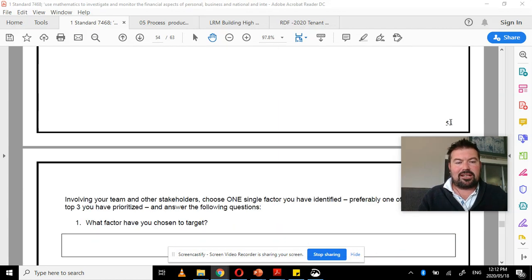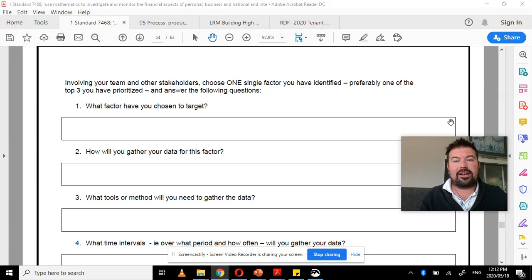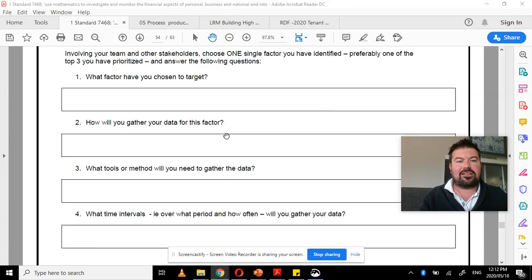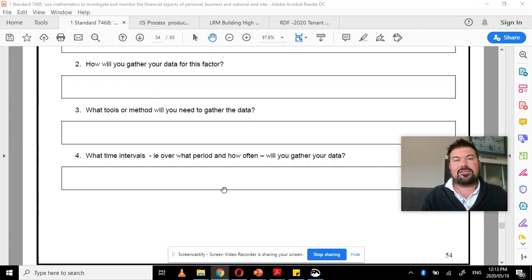Once you've done that, you are going to choose one of those factors. Let's say it is unskilled labor. What factor have you chosen to target? Unskilled labor. How will you gather your data for this factor? I'm going to do a skills audit or a skills matrix on the new recruits coming into our business. What tools or method will you use to gather the data? I'm going to do a survey, or ask the supervisors, or do interviews. You tell me how you're going to gather the data, over what time intervals. Will you do it monthly? Will you do it annually?